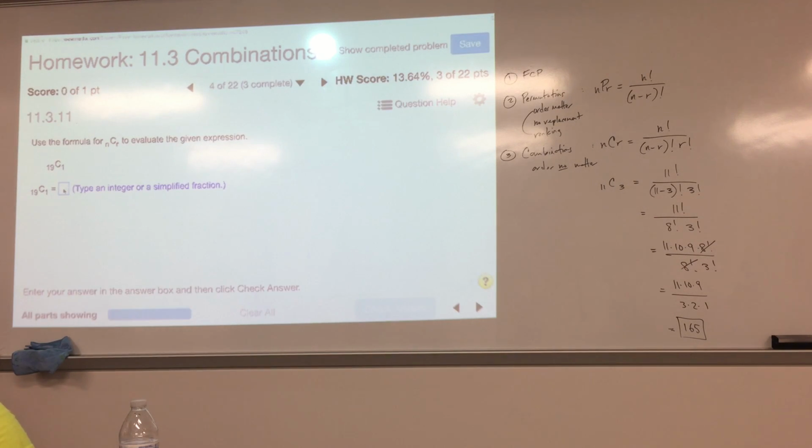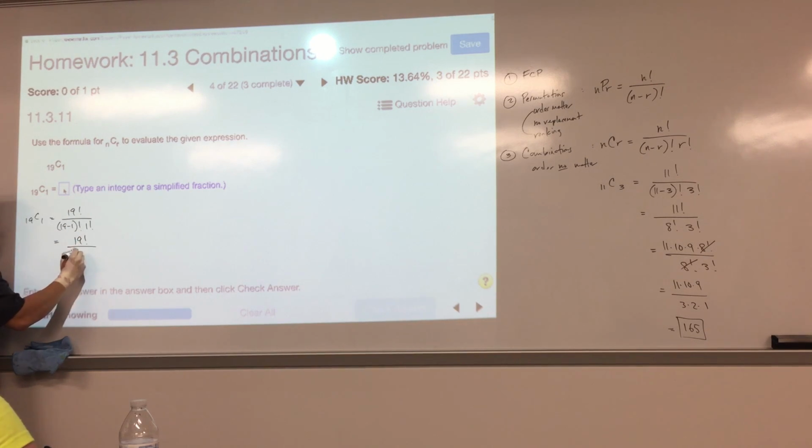Remember, we're all on problem number 4. I got it. You got it. Good. I got 165. Okay, so let's take a look at this next one, 19C1. That's going to be what? Yeah, and so let's just double check that. 19 factorial over 19 minus 1 factorial, 1 factorial. Everybody agree? Right? I know that you guys know that anything with a one, you're going to be back to it, but I just want to bring you back to our problem so you can get more practice with it.